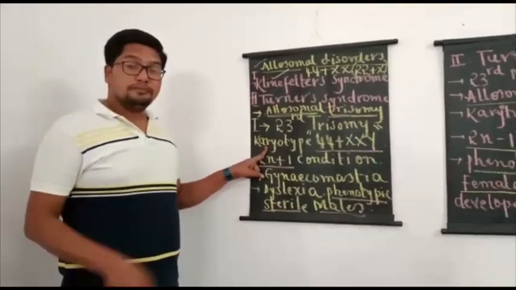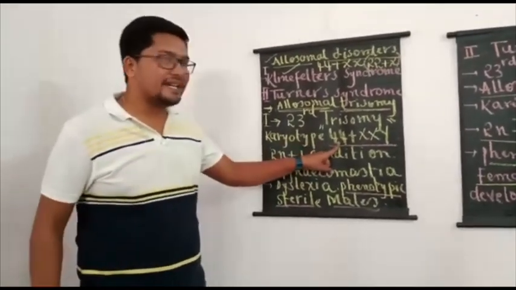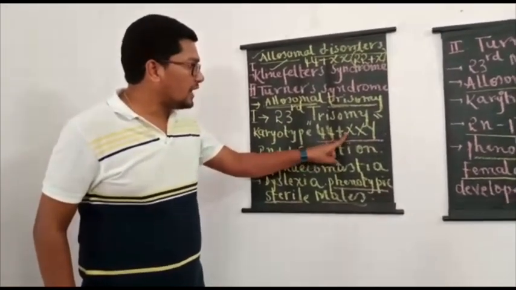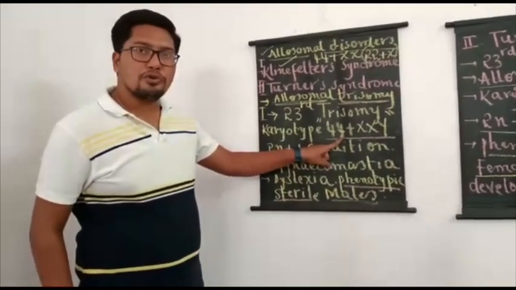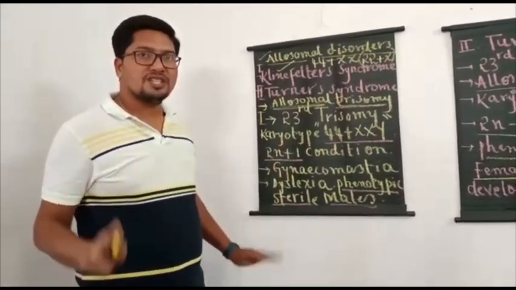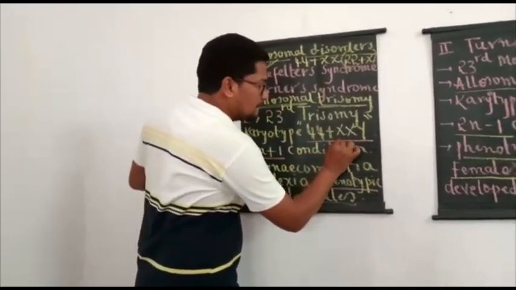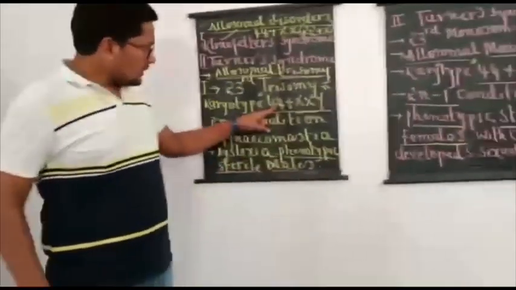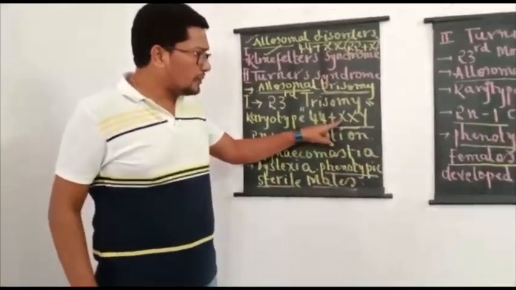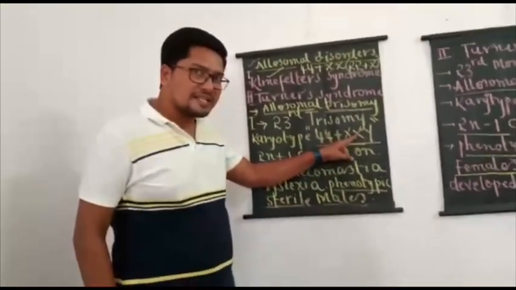Karyotype of a baby born with Klinefelter syndrome is 44 XXY. So 22 pairs of autosomes, there is no problem with autosomes. Here the problem is in the 23rd pair. What is the problem? You can clearly see here. In a normal male, karyotype is 44 plus XY. But here the karyotype is 44 plus XXY.